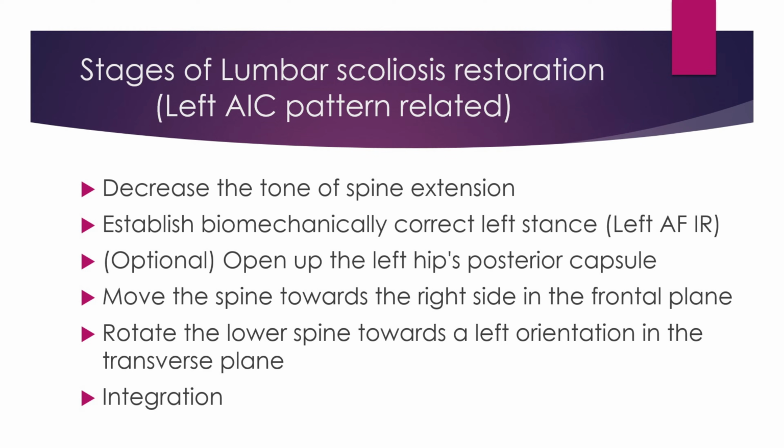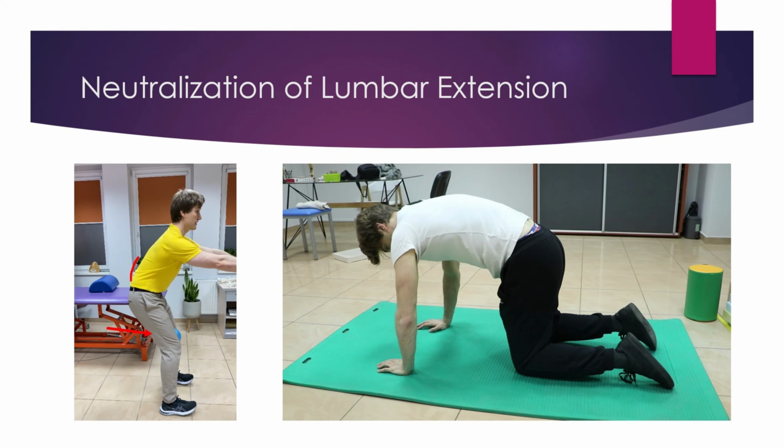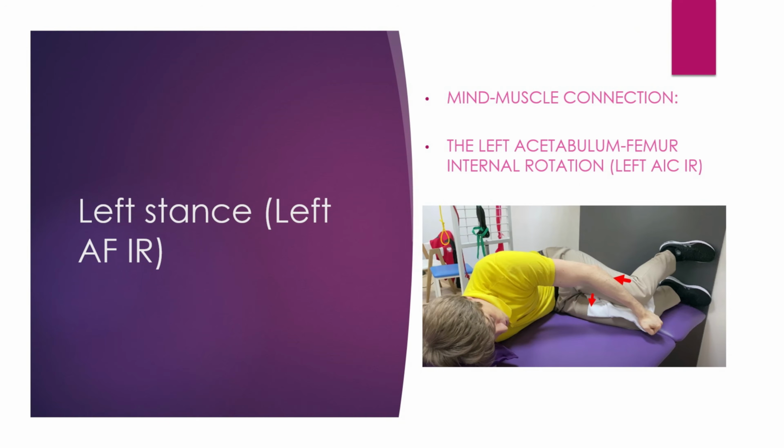The first step is to neutralize the extension of the lumbar spine. Next, you need to establish the correct left hip shift. What does this mean? Basically, when you are in that pattern, no matter how much you stand on the left leg, it will not create the correct alternation between the pelvis and spine. Initially, you might need to overcorrect your left hip shift.